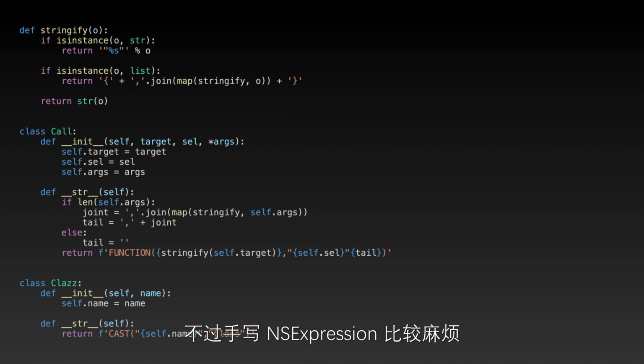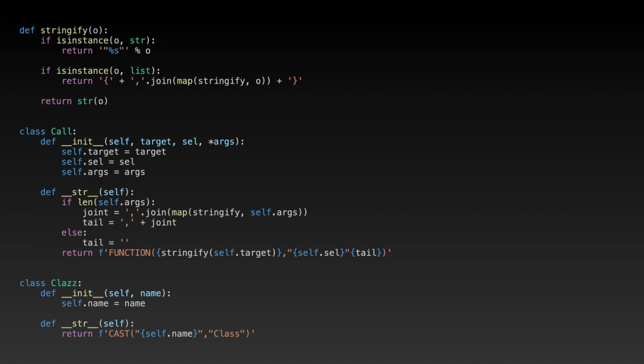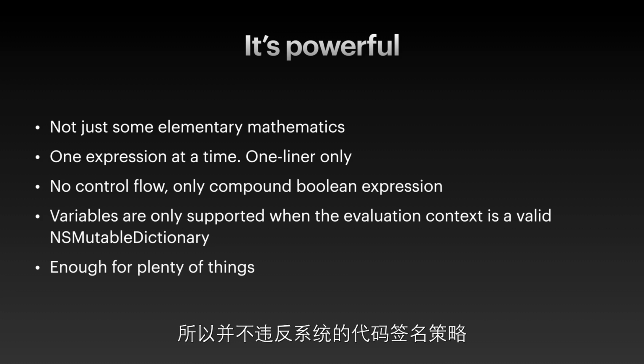But an NSExpression syntax is quite hard to write, so I use this Python utility to convert Objective-C messages to an NSExpression syntax. To sum up, an NSExpression or an NSPredicate are very powerful. They are not just for mathematics. They are powerful enough for native code execution, while it doesn't touch code pages at all. So the signature doesn't stop this attack.